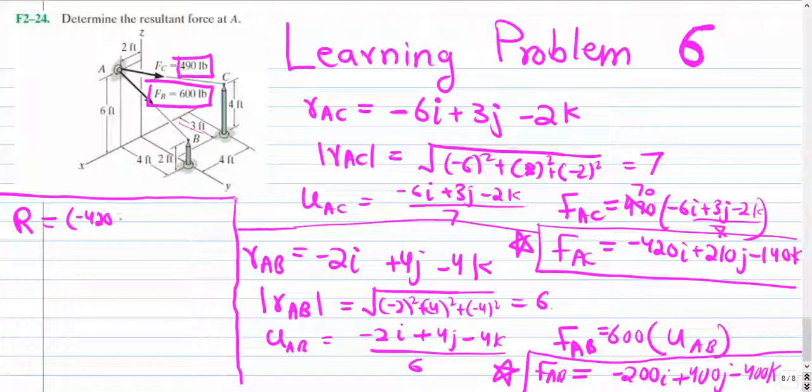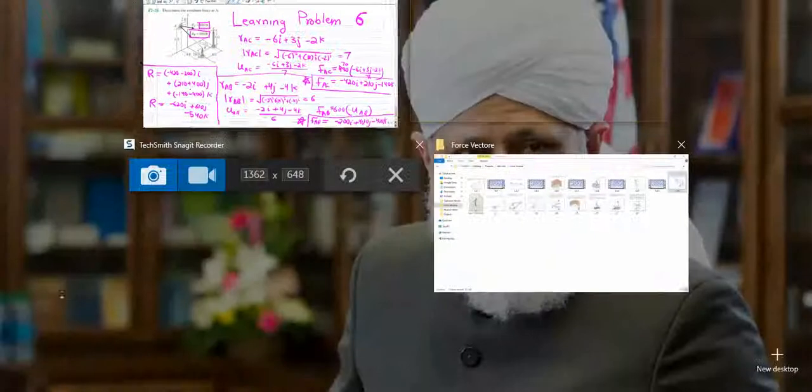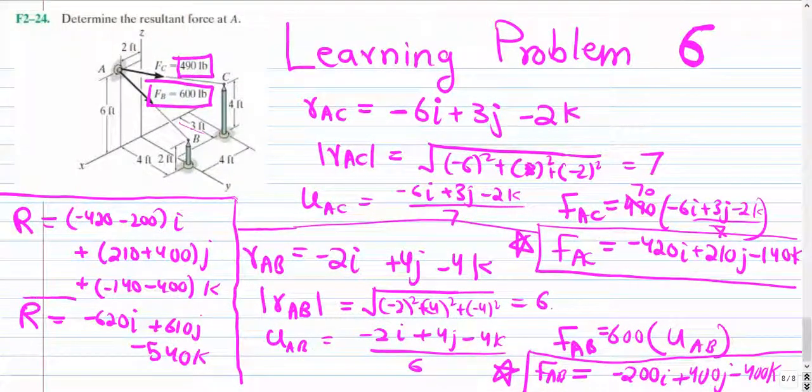And so the resultant force that we end up with is negative 420 minus 200 i, plus 210 plus 400 j, plus negative 140 minus 400 k. And so we have negative 620i plus 610j minus 540k. And this is our resultant force vector at A.